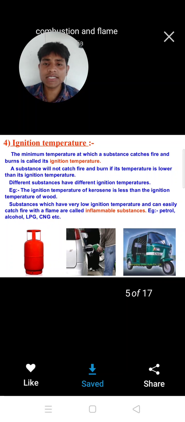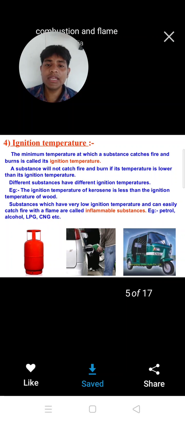Ignition temperature. What is the ignition temperature? The minimum temperature at which a substance catches fire and burns is called its ignition temperature. A substance will not catch fire and burn if its temperature is lower than its ignition temperature. Different substances have different ignition temperatures. For example, the ignition temperature of kerosene is less than the ignition temperature of wood.